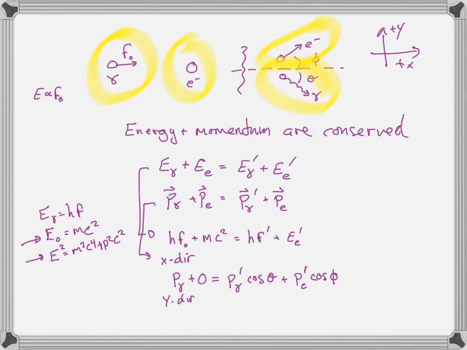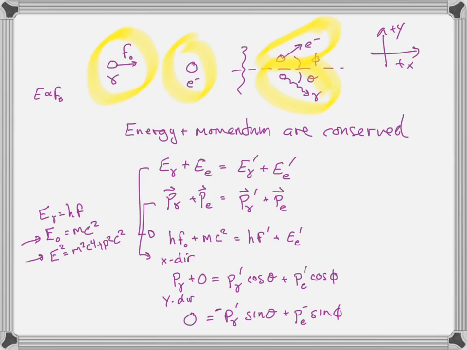In the y direction, momentum conservation in the y direction. Before, there's no momentum in the y direction, 0, because nothing is moving in the y direction. After the collision, we've got p of the photon after the collision times the sine of theta plus p of the electron after the collision times the sine of phi. You caught my error that the photon is going in the negative direction and the electron is going in the positive direction. So there was a minus sign right here that I had left out.